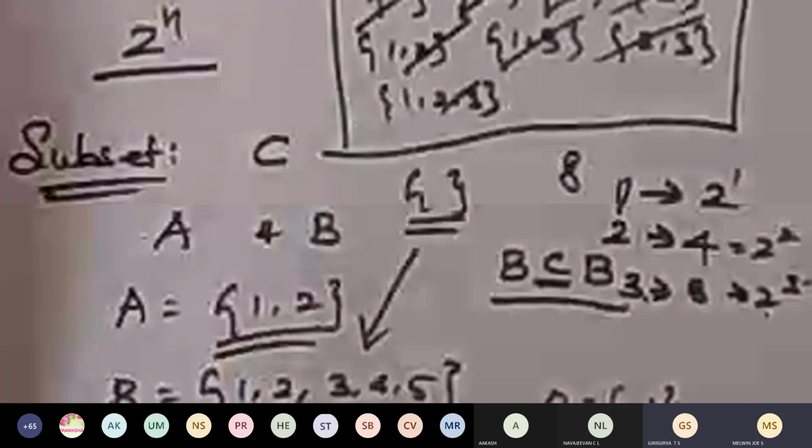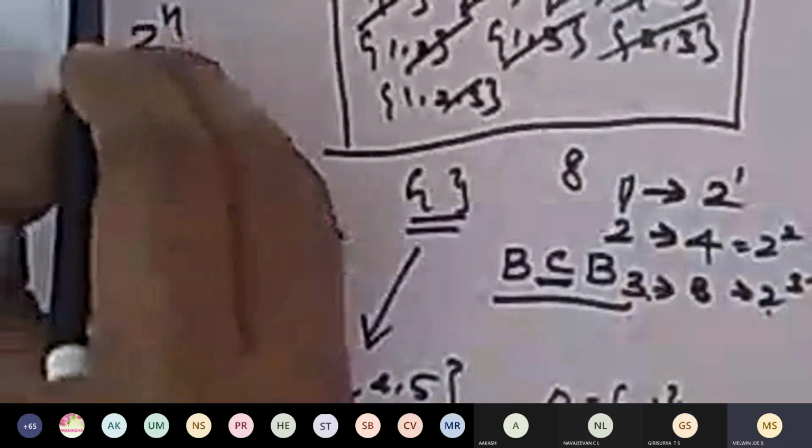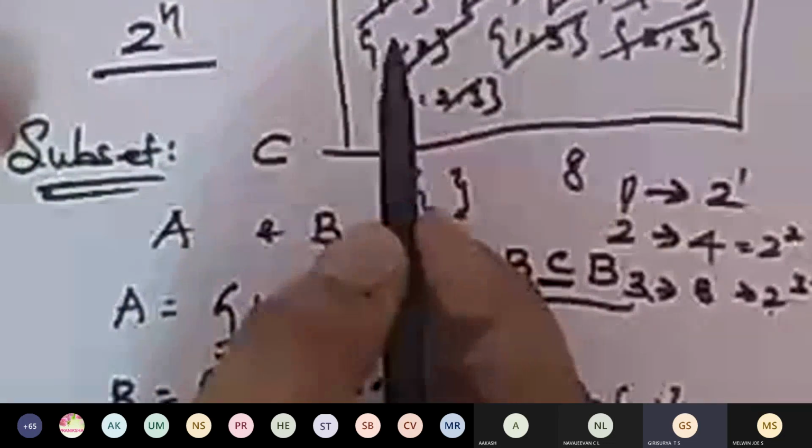Suppose consider there is a set 1, 2, 3, 4, 5. For example, 5 elements are there. Now tell me how many subsets are possible. No need to list down. Tell me the number of subsets. Yes, 2 power 5, that is 32. Right. You got it?